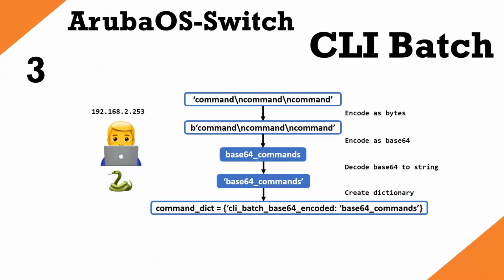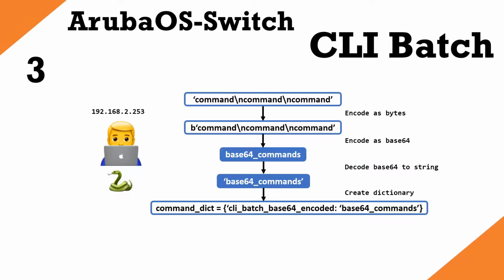We take that string and we encode it as bytes. So we can either do that with the B or using a function to turn it into bytes. And it's the bytes that we then encode as base64. So we turn them into this base64 commands.